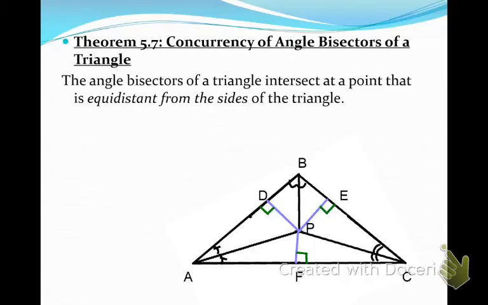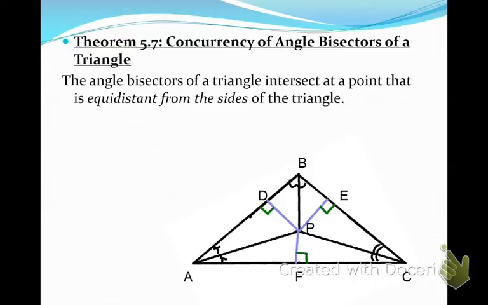Okay, concurrency of angle bisectors of a triangle. The angle bisectors of a triangle intersect at a point that is equidistant from the sides of the triangle. So in this picture, AP, CP, and BP, the black lines, are your angle bisectors. We know that from the markings. And so they meet at this point. We're going to define that in a minute. It's called the incenter. But the incenter, this point, is equidistant from each side, as shown by the blue line.